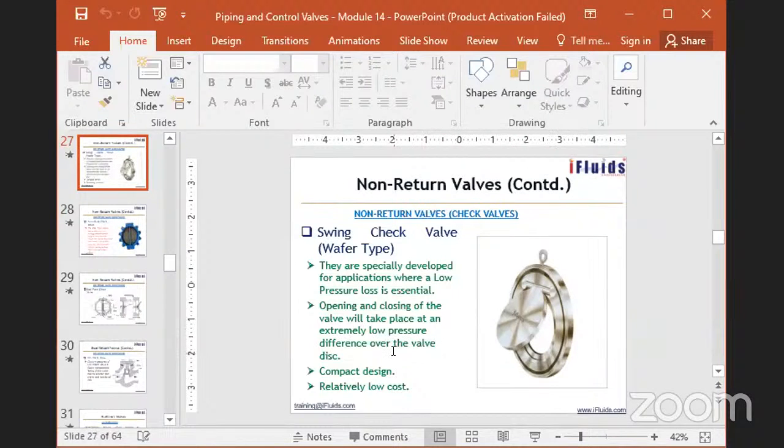Similarly, when the flow tries to reverse, suppose you close a valve upstream and the flow stops, what will happen? The fluid will try to flow back. In the reverse direction, it will close the check valve.